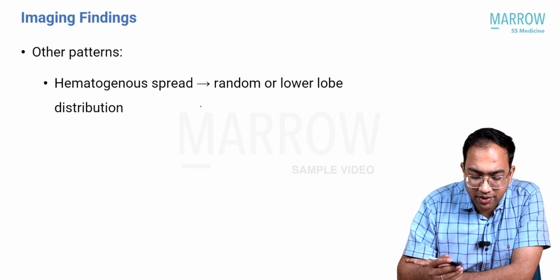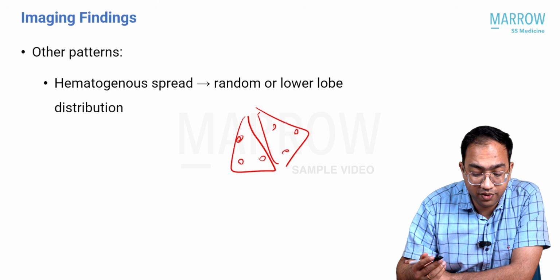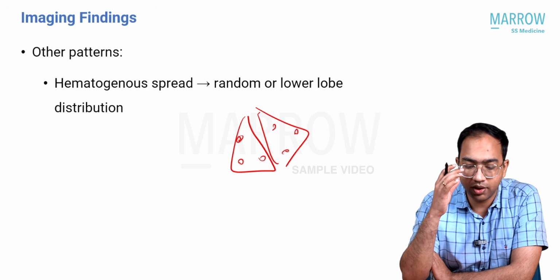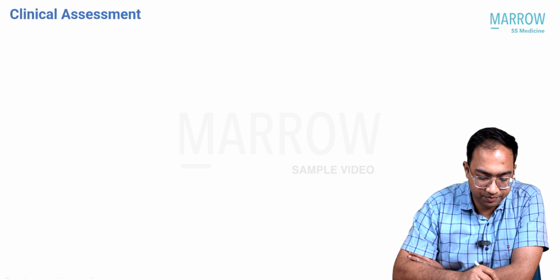Other patterns: when it is hematogenous spread, of course, what you will see is development at different sites. Not all involved areas might develop into a lung abscess. It could be a multifocal consolidation with one or two of them turning into an abscess.